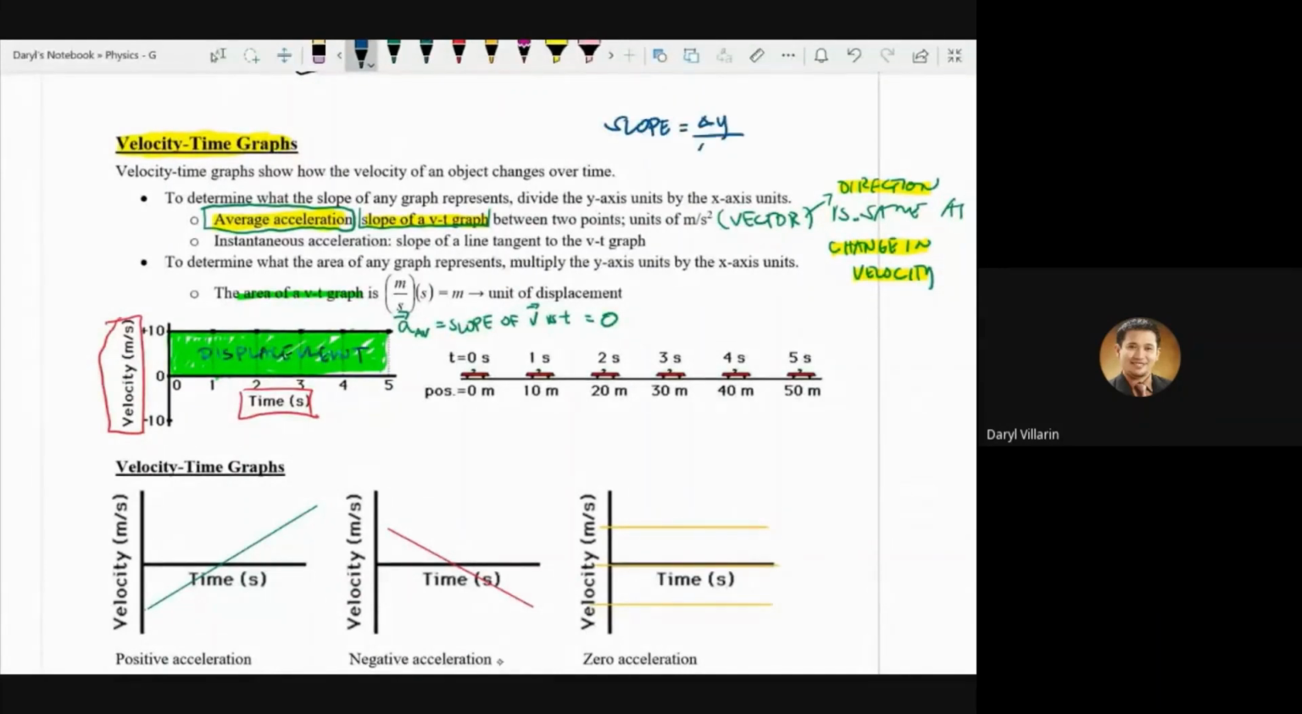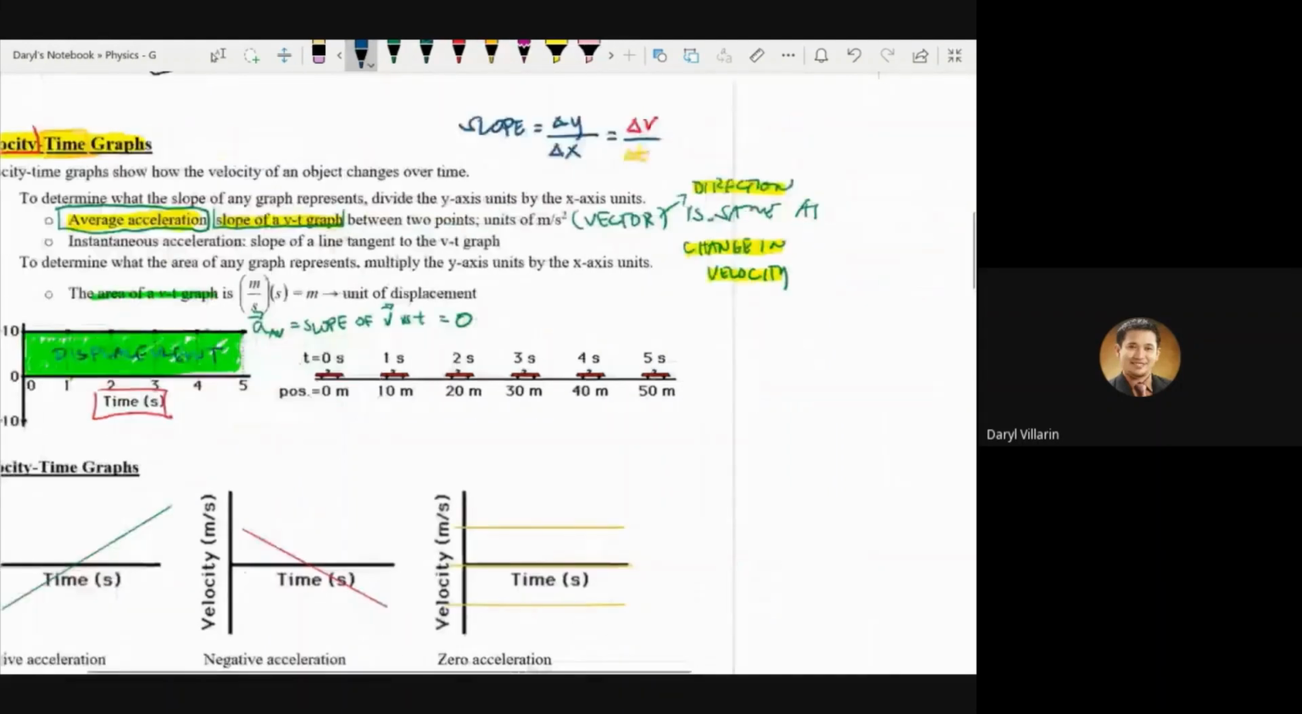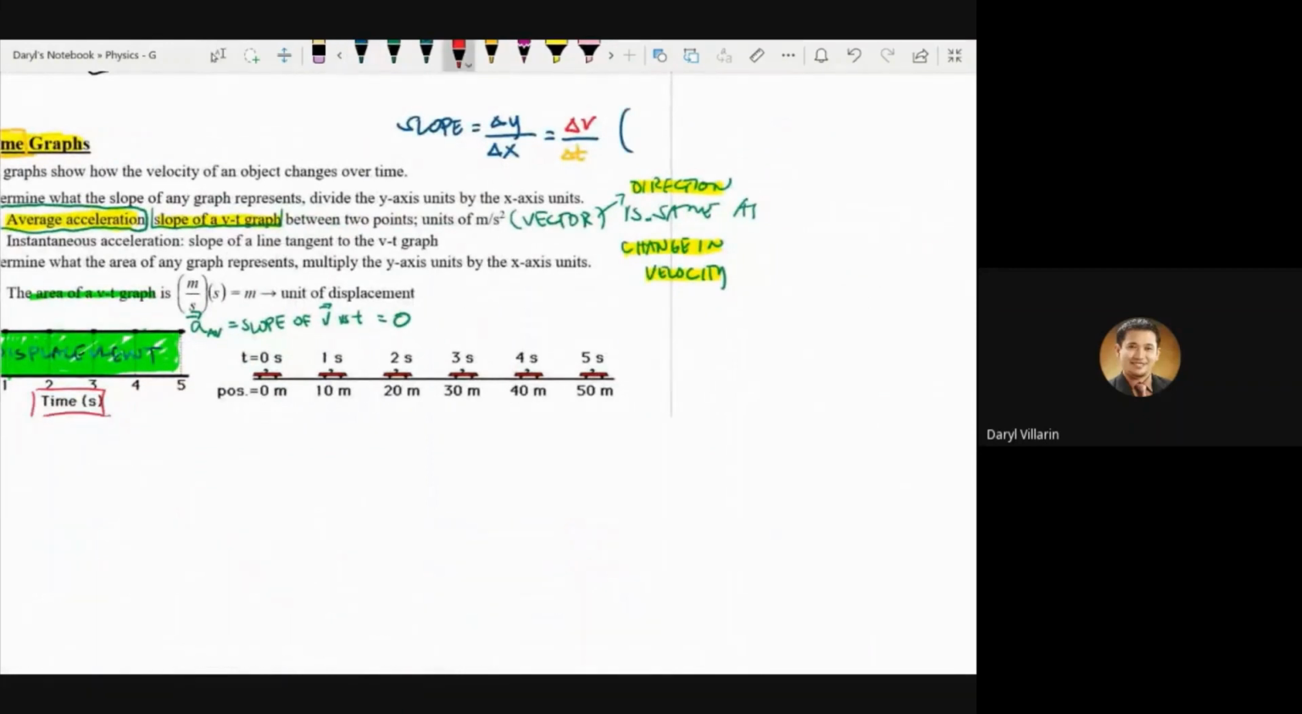graph, that would be delta y over delta x. But in a velocity time graph, the y pertains to velocity. So therefore, that would be delta v. Then the x pertains to time. So that would be delta t. So if you can see the units there, the units will give you meter per second per second. So if you're going to combine the two or simplify the two, the unit becomes meters per second squared.